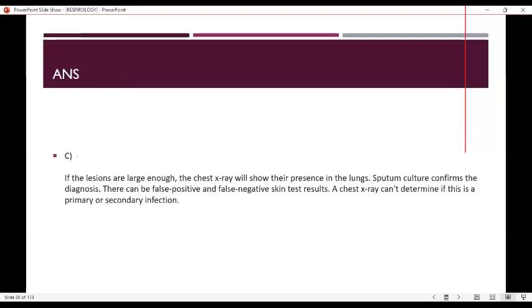So we do the X-ray. If lesions are large enough, the X-ray will show their presence in the lungs. Sputum culture confirms the diagnosis. I repeat again, sputum culture stands tall to be the best way to diagnose TB. There can be false positive and false negative skin test results. A chest X-ray can't determine if this is a primary or secondary infection. Okay, so the answer is C.